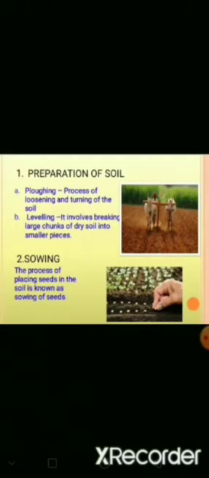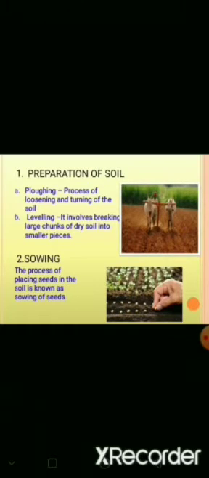The first step of agricultural practices is preparation of soil, which involves two steps: plowing and leveling. The process of loosening and turning of soil is called plowing. Leveling involves breaking large chunks of dry soil into smaller pieces. And the implements used in the preparation of soil are plow, hoe, cultivator and wooden or iron plank.